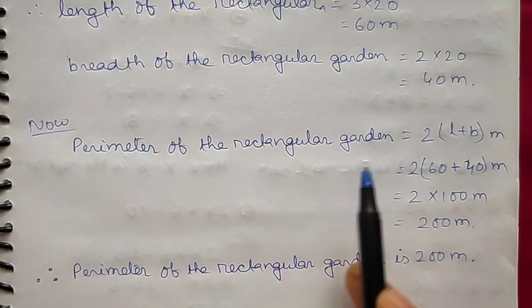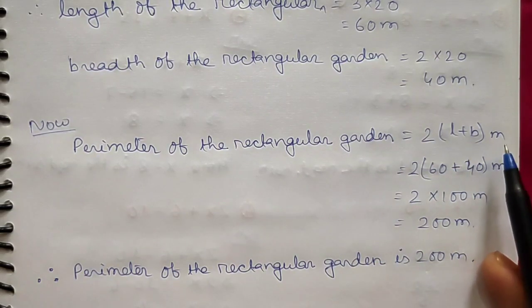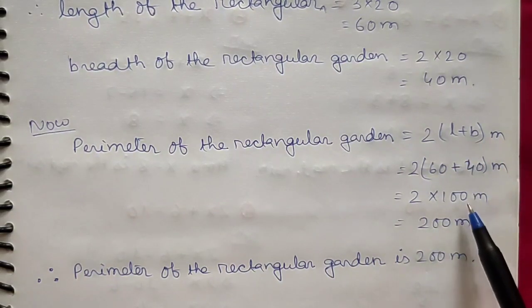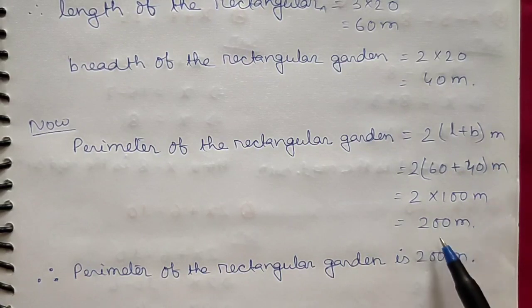Okay, so perimeter of the rectangular garden equal to 2 into length plus breadth. So length is 60, 60 plus 40 is 100. So 2 into 100 is 200 meter. Therefore perimeter of the rectangular garden is 200 meter.